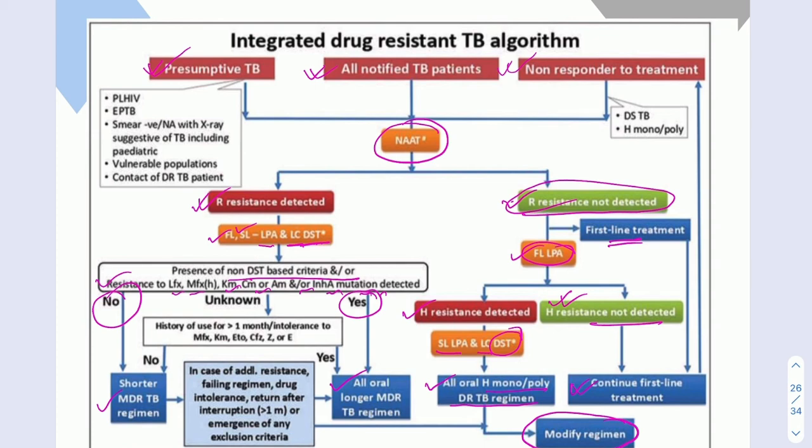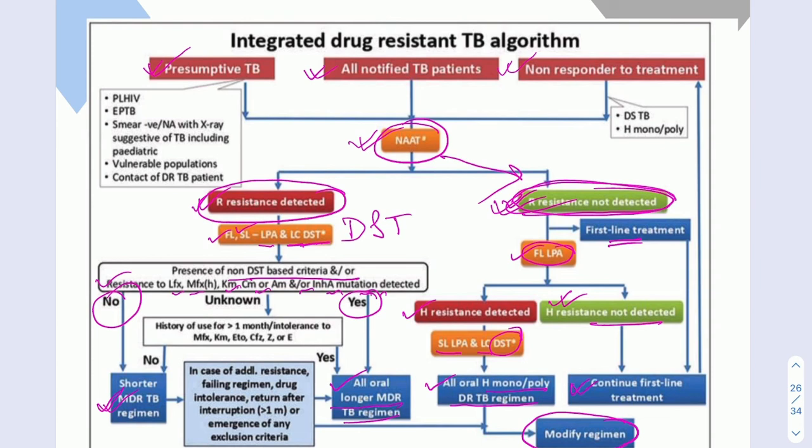So basically for the drug resistant TB algorithm, we need to do a nucleic acid amplification test, which will help us to identify if there is any rifampicin resistance or not. If rifampicin resistance is detected, then we are going to do drug sensitivity testing, that is DST, for first and second line agents, and depending on the reports of drug sensitivity testing, we are going to give either a shorter regimen or a longer regimen.